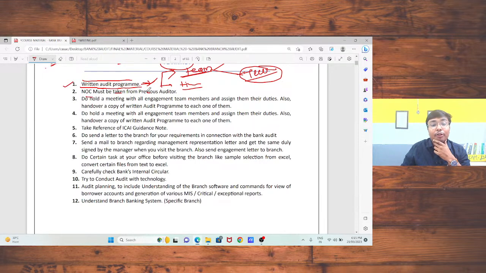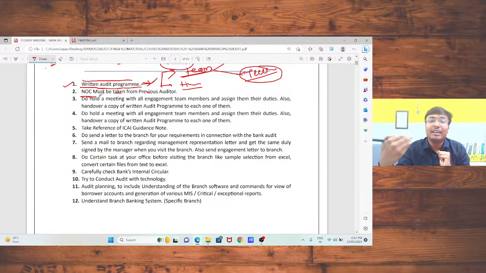After that, the NOC, no objection certificate, must be taken from the previous auditor. This is a must. We need to take the NOC from the immediate previous auditor. In maximum cases, that is 10 to 15% of cases, we found that there are no email IDs available or the bank branch is not providing us the email ID. So in that case, we need to arrange the email ID and send a request letter to that previous auditor regarding the no objection certificate.